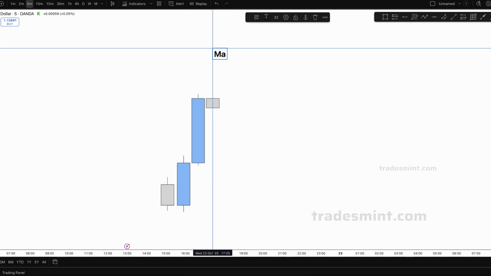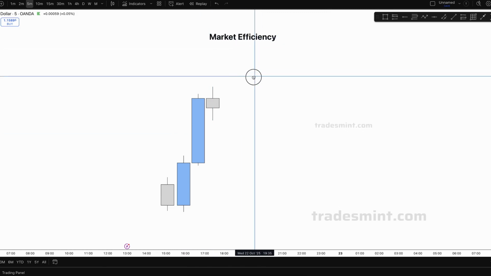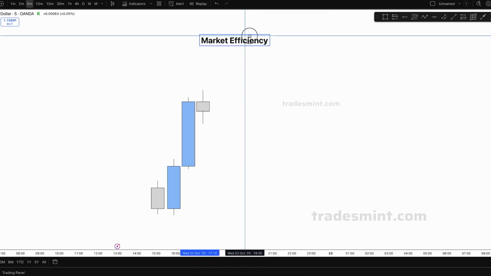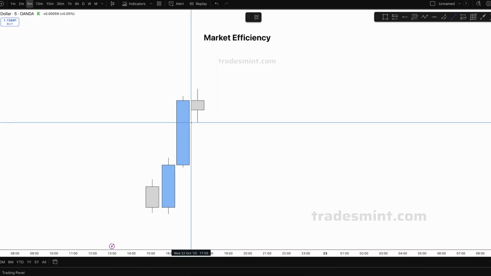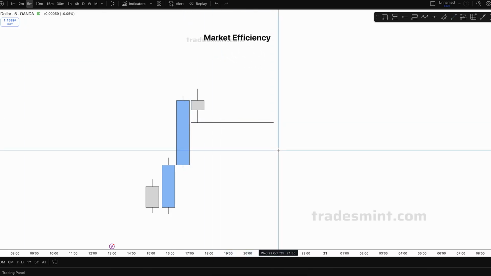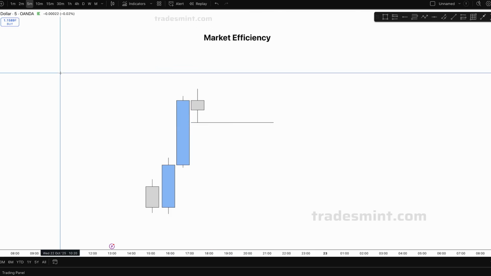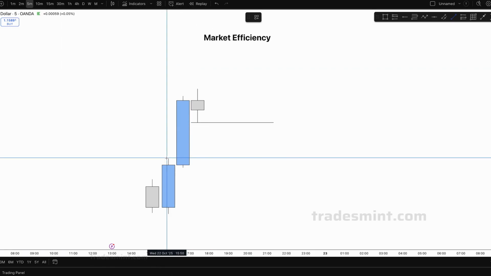Okay, the next concept to talk about is called market efficiency. All right, you might know it as imbalances. If you've ever learned any ICT concepts, you might know it as fair value gaps. I use it different to the ICT way. I've used it the kind of traditional way that it was used before ICT came up with that FVG idea. Basically, it's drawn in the same way, all right?